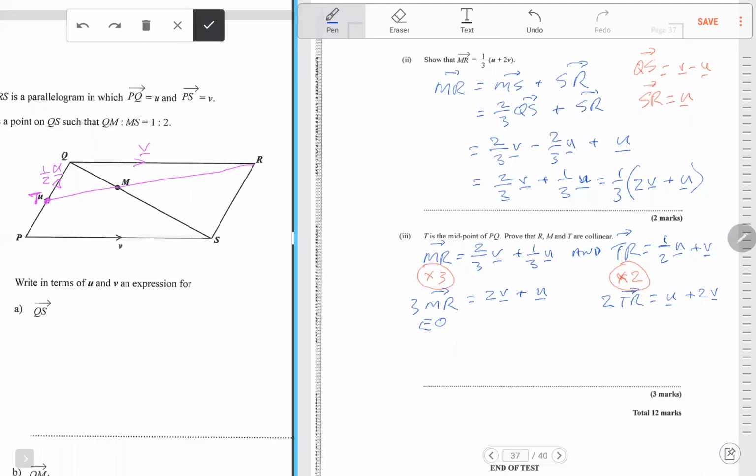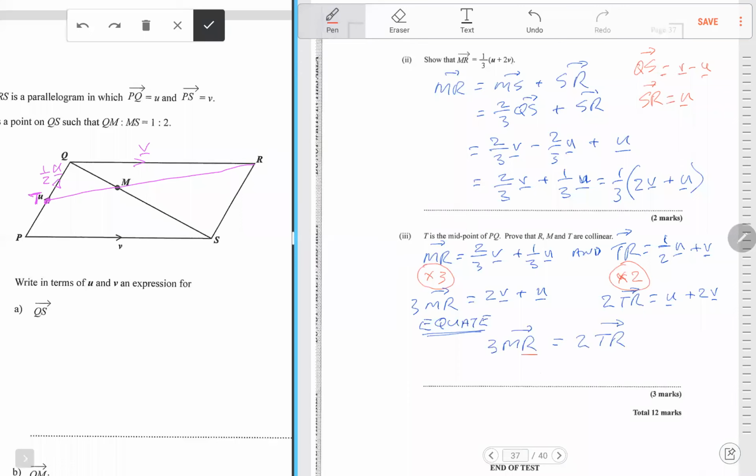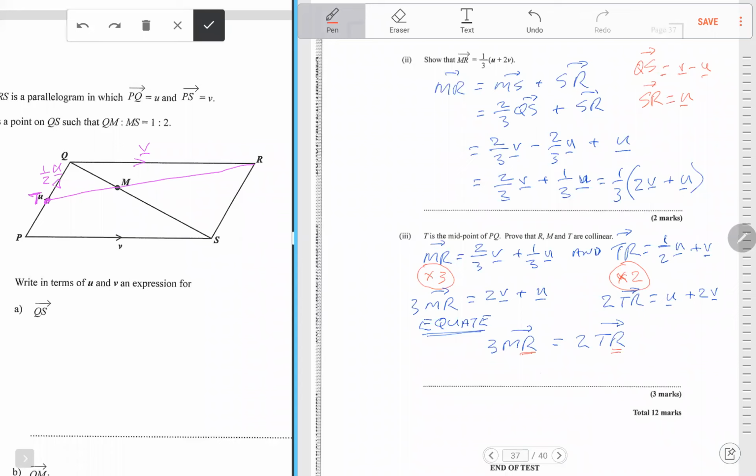So we equate, and when we equate, we'll see that one is a multiple of the next. We're going to get 3MR equals 2TR. And I always advise the students to underline the common point. That's a common point. And you tell the examiner what happened here. What is happening here now is that you have parallel vectors.